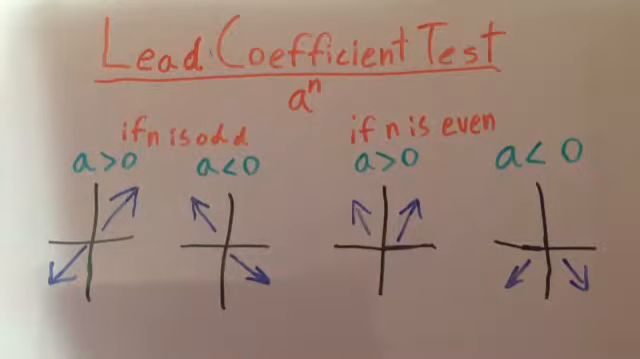If you have an odd degree and the lead coefficient is positive, the graph will fall to the left and rise to the right. If you have an odd degree and the lead coefficient is negative, then the graph will rise to the left and fall to the right. If n is even, the two ends of the graph will go in the same direction. If you have an even degree and the lead coefficient is positive, the graph will rise to both the left and right. If you have an even degree and the lead coefficient is negative, the graph will fall to both the left and right.